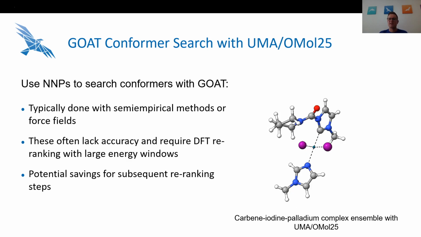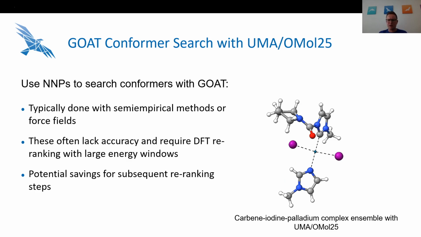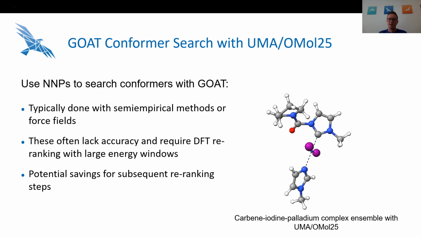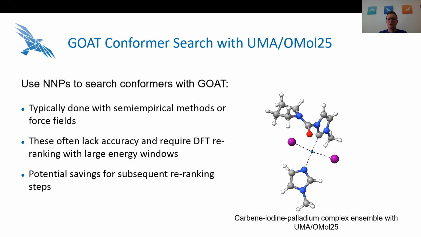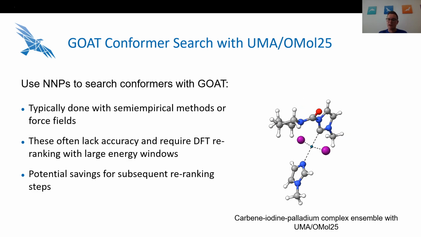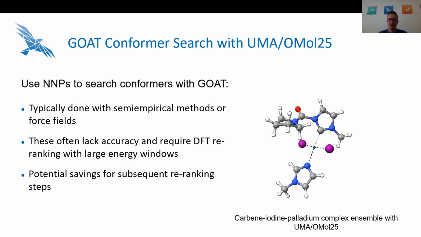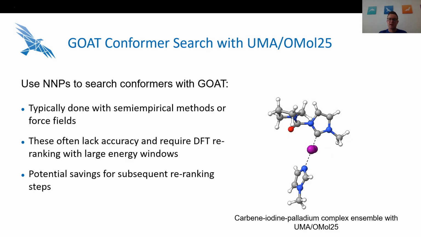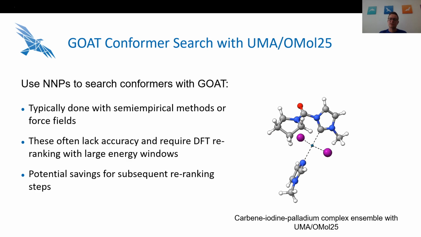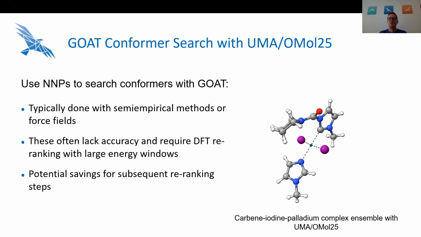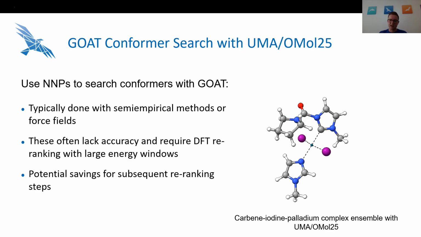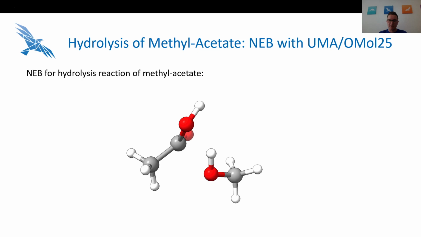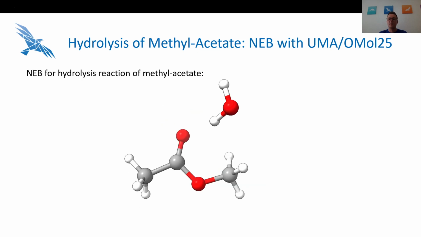Especially interesting here is the UMA OMol25 model, because it is available for many elements, all elements up to atomic number 83. And this allows also to run GOAT with a neural network potential for organometallic complexes. Here we have the carbene iodine palladium complex, and here the ensemble is visualized, which was generated with GOAT using UMA and OMol25.